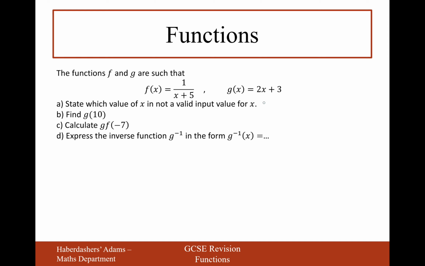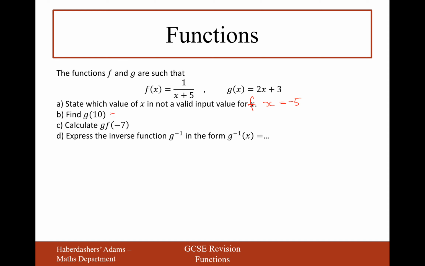Okay, so part A is a similar question to before. What value of x am I not allowed to put into the f function? So state which value of x is not valid for f. It would be minus 5. Minus 5 is the x value that will make this denominator equal to 0.